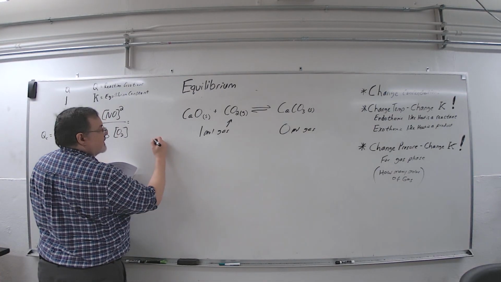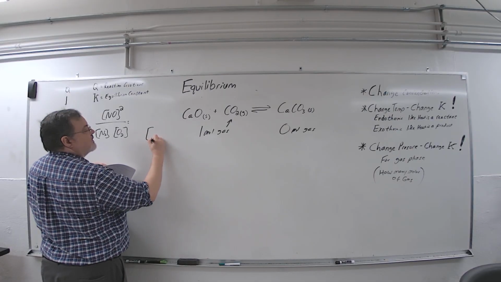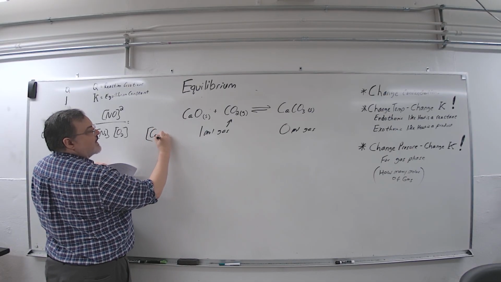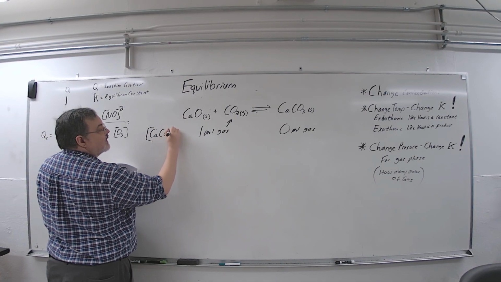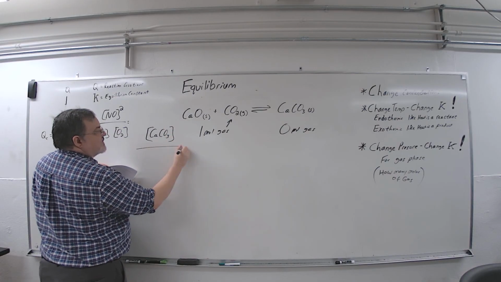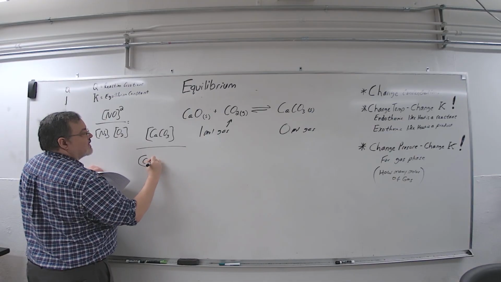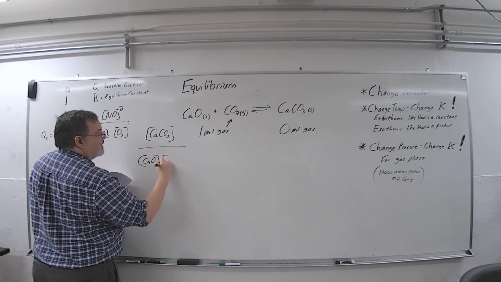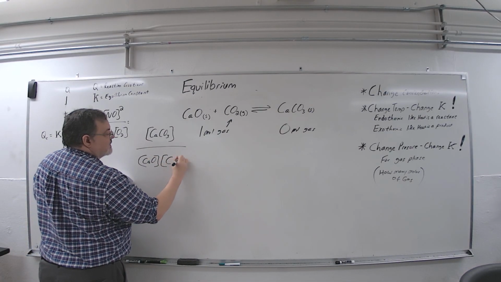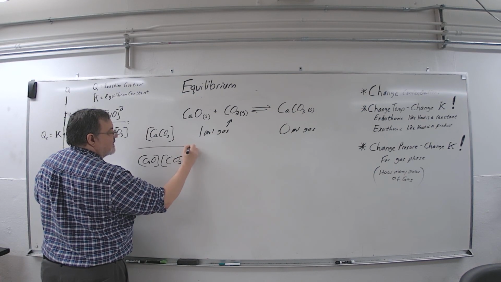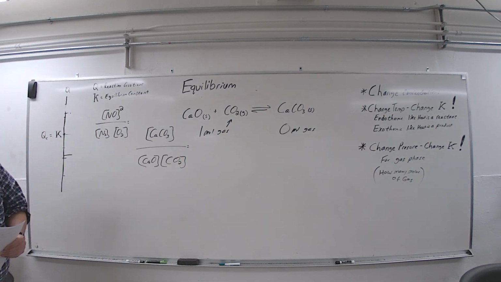This one's formula will be, it's always products on the top. Just by convention, we do it that way. There's no coefficients, so there's not going to be anything on these. Concentration of CaO and CO2. So that's how you calculate the reaction quotient.